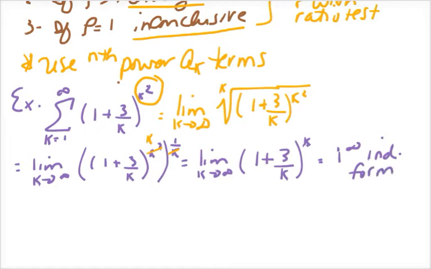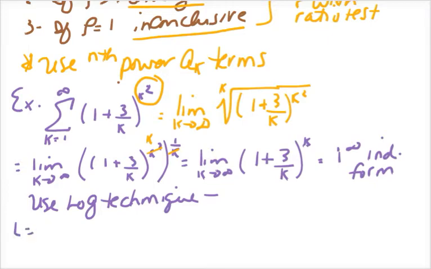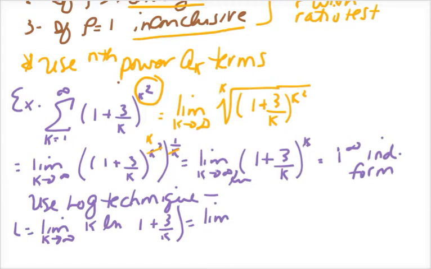And hopefully you remember that we're going to use the log technique in order to solve this limit. So we want to get it into L'Hopital's rule. So we're going to use the log technique, right? So L is equal to the limit as k goes to infinity, and you're taking the log of this. So this becomes k ln of 1 plus 3 over k. And we've got to get that into indeterminate form so we can use L'Hopital's rule.